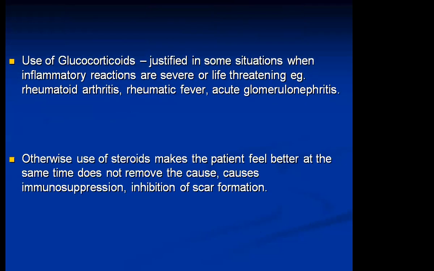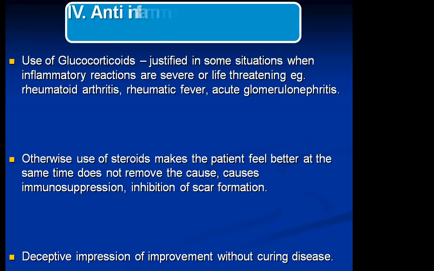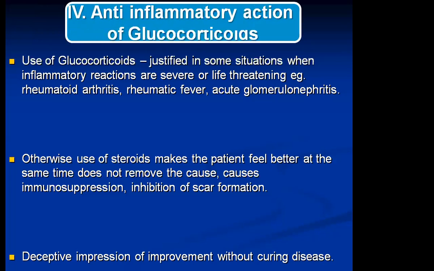We had seen that it is justified to use glucocorticoids in spite of various adverse effects in cases of severe or life-threatening conditions like rheumatoid arthritis or glomerulonephritis, where the adverse reactions are very severe. So to overcome that, we have to give glucocorticoids immediately. However, remember, it causes a deceptive impression of improvement. That means it may or may not cure the main actual cause, but definitely to tide over any acute crisis, the action is effective.